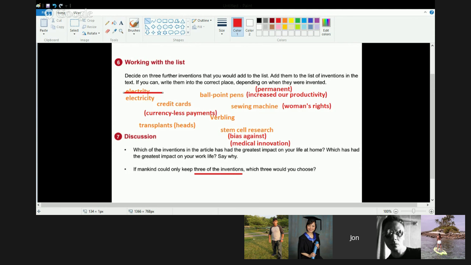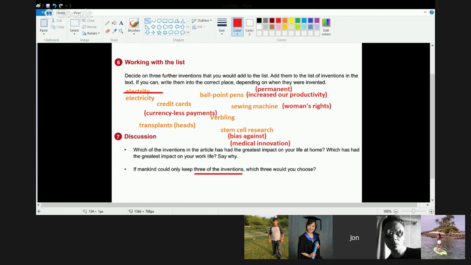We would say it will be something very revolutionary. Yeah, this is the word that I am looking for. This will be revolutionary in the human being's life. So your vote is for transplants, specifically head transplants, electricity, and what was the other one? And credit cards.